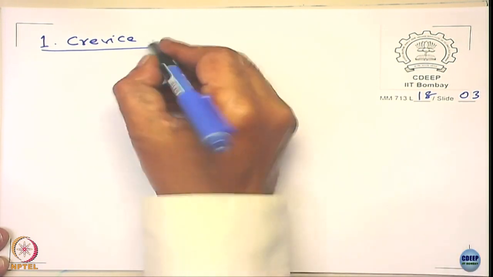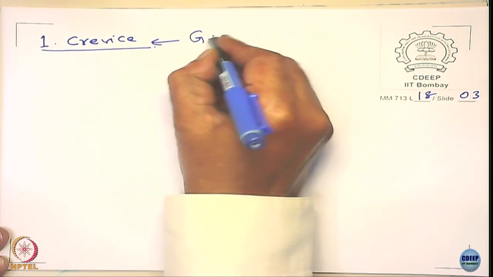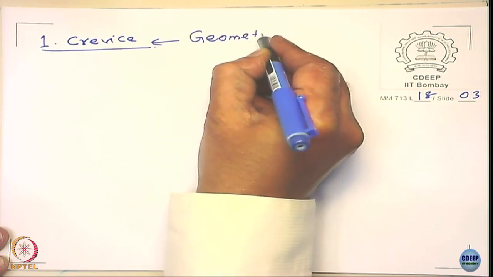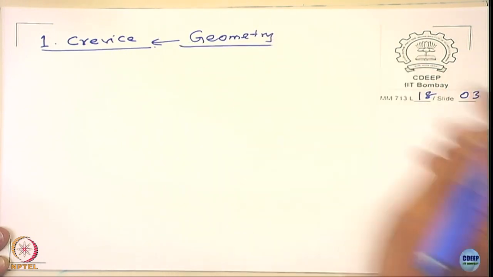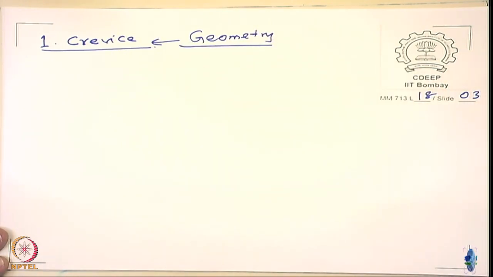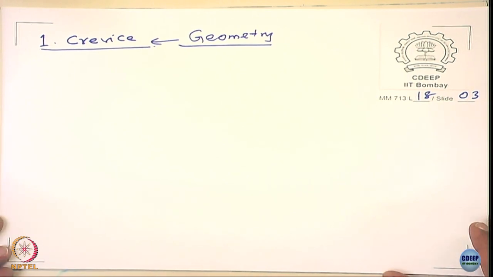When I say crevice, I was meaning that it is a geometry. Why must the geometry be important? Because crevice corrosion more often is transport controlled, and the transport is through the diffusion process. So the geometry will play an important role, because that is going to decide how the diffusion will occur within the crevice.